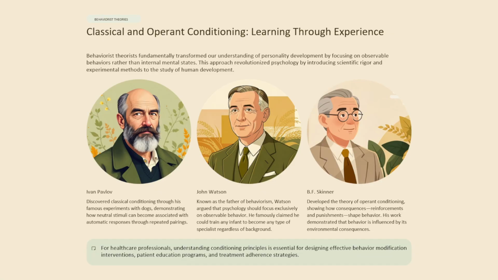Now, John Watson took behaviorism even further. He believed behavior is entirely learned from the environment. Watson famously said that with complete control of the environment, he could train any child to become any type of adult. Now, while we know this idea is extreme, it emphasized the powerful role of environment in shaping behavior. So, if you see anything about Watson, think environment shapes behavior.